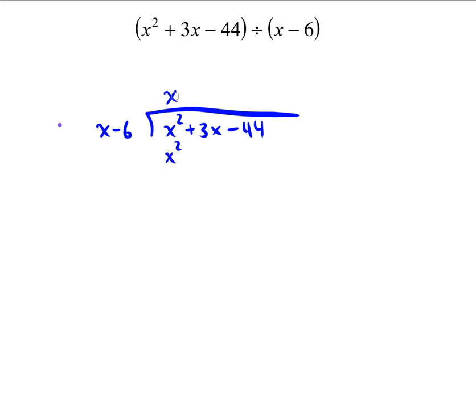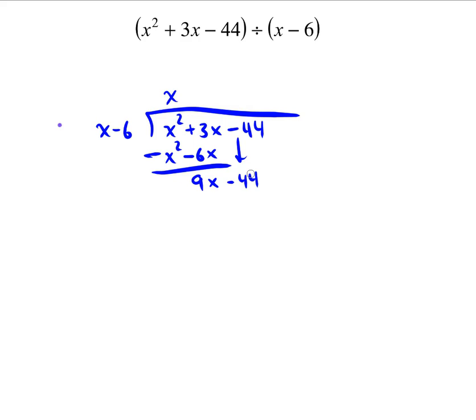And then I have to also multiply, remember my x times my negative 6, which is going to be negative 6x, right? I'm going to go ahead and subtract those now. And I get x squared minus x squared cancels out, but 3x minus a negative 6x is actually going to be a positive 9x, yeah? And I know that's still confusing, minus negatives and stuff like that, but you'll get used to it the more you do it. And then I'm going to bring down my negative 44, right?